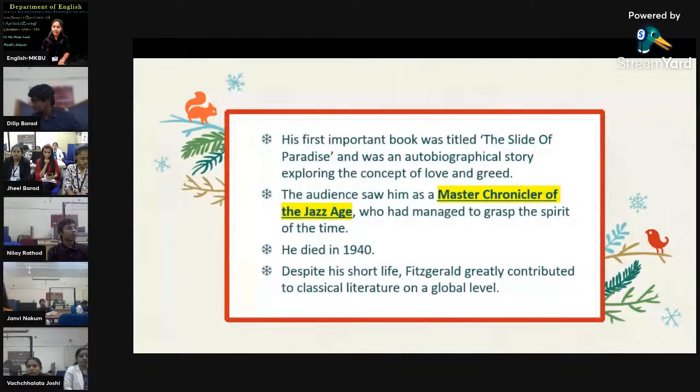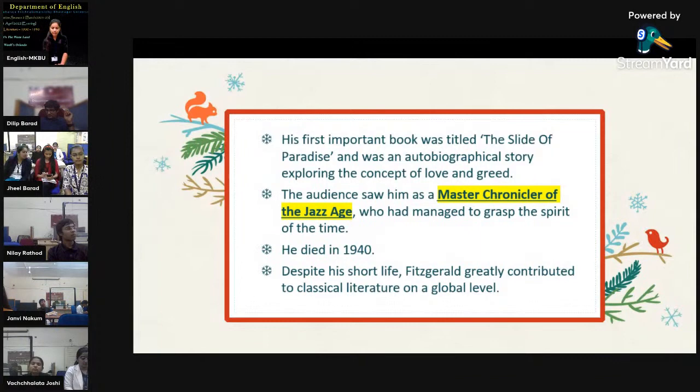He gave the name of the jazz age as the miracle. The audience saw him as a master chronicler of the jazz age, who had managed to grasp the spirit of the time. He died in 1940.